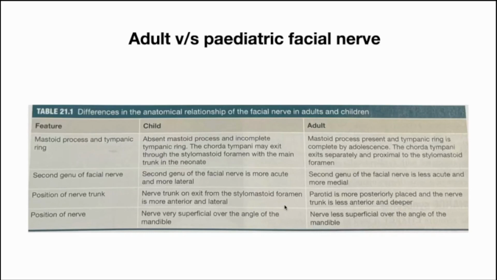The marginal mandibular nerve lies very superficial at the angle of the mandible. So what are its clinical implications? As there is an absent mastoid process and an incomplete tympanic ring, the facial nerve lies very superficial. So whenever we are planning to do a mastoidectomy in a child less than 2 years of age, we make the postauricular incision a bit more horizontal. This is very important. Secondly, when we are drilling, we should remember that the second genu of the facial nerve, which is more acute, is more prone to injury since it lies more lateral.